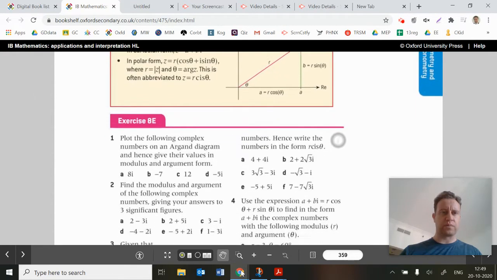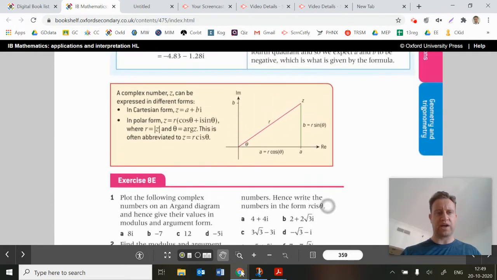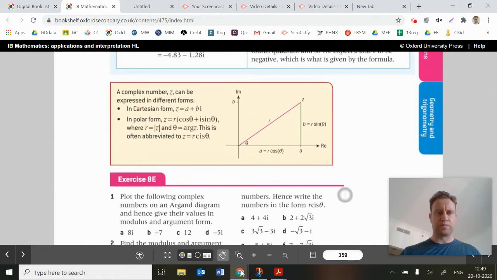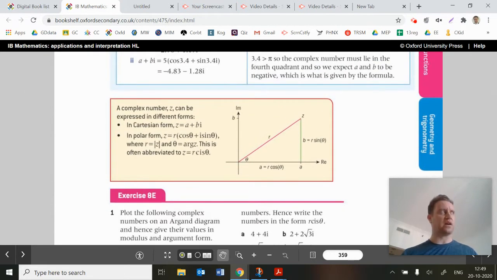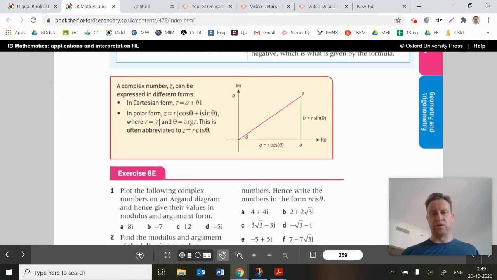Hi there, guys. So I'm going to go through the example questions before 8E. But just before I do that, I'm going to talk about the other way of writing down complex numbers. So you have a Cartesian or a rectangular form. And so on your calculators, you will normally have the mode set to rectangular form. And you also have polar form as well.